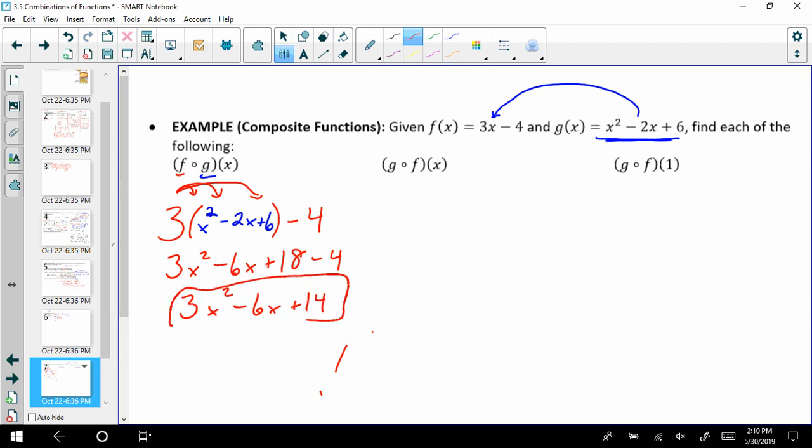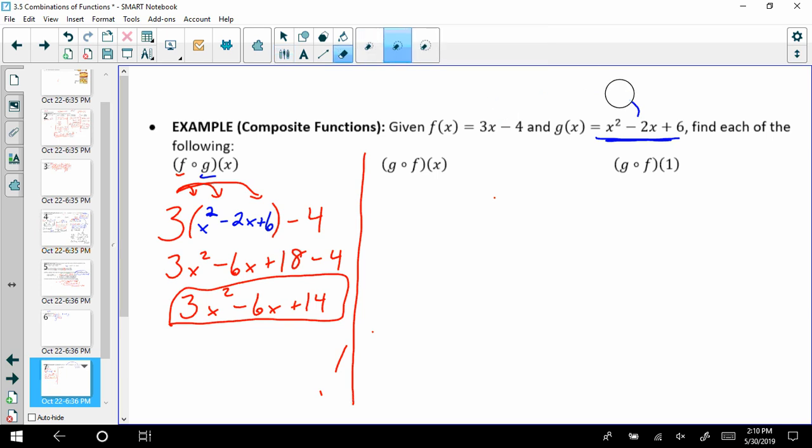So this is the result of f composed with g. I don't want you to solve it, you're just simplifying it and stopping. Let's look at the next one, g composed with f. So this, I want you to think, g eats f. So this time we're taking the f function and we're substituting it into the x's of g.